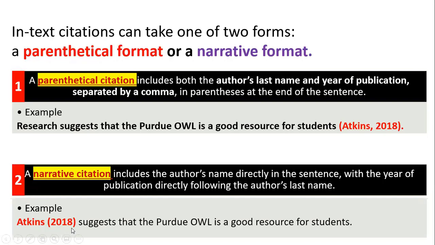So to summarize very quickly, if you are going to put your citation at the beginning of the sentence, such as Atkins (2018) suggests that the Purdue OWL is a good resource for students, again, you put the author's last name. Do not include the first name. It's always the last name. Never include the first name or the first initial. Okay? But you make sure that you have the author's last name and the year in parentheses.